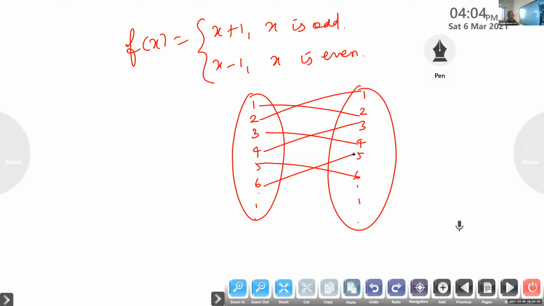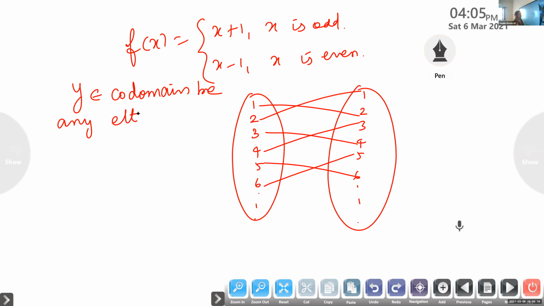Now you have to prove. In order to prove it is onto, what do you have to do? If you take an element in the codomain, there exists some pre-image. That is what we have to prove. Now listen, don't write. Let y belonging to the codomain be any element. So y may be odd or even, isn't it? You are taking a natural number.